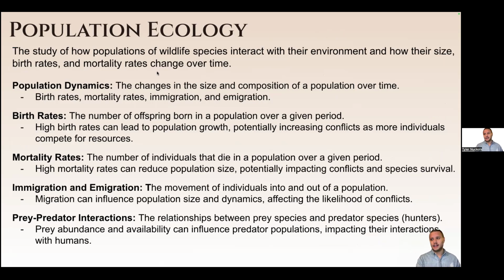Population ecology, another key component, focusing on how populations of wildlife species interact with their environment, how their size, birth rates, and mortalities might change over time. We can think about this in terms of control and maintenance of wildlife populations. So you can sterilize different wildlife populations to keep them from reproducing. You can think about different birth rates and seasons and seasonality of conflicts.